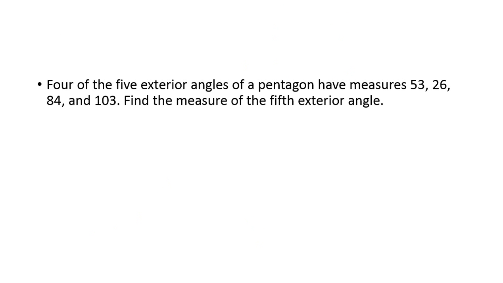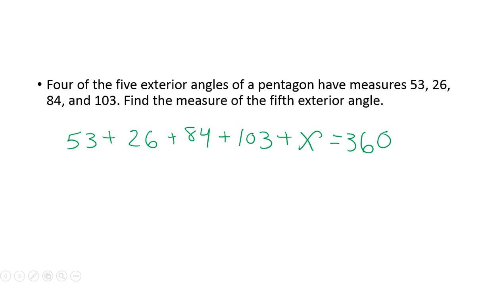Let's say we have a pentagon and we know 4 of the 5 exterior angles. Those 4 of the 5 are the measures 53, 26, 84, and 103. If we want to find the fifth angle, what should it be? Again, the total should be 360. So 53 plus 26 plus 84 plus 103 plus x has to equal 360 degrees. 53 plus 26 plus 84 plus 103 gets us 266, so it'd be 266 plus x equals 360.